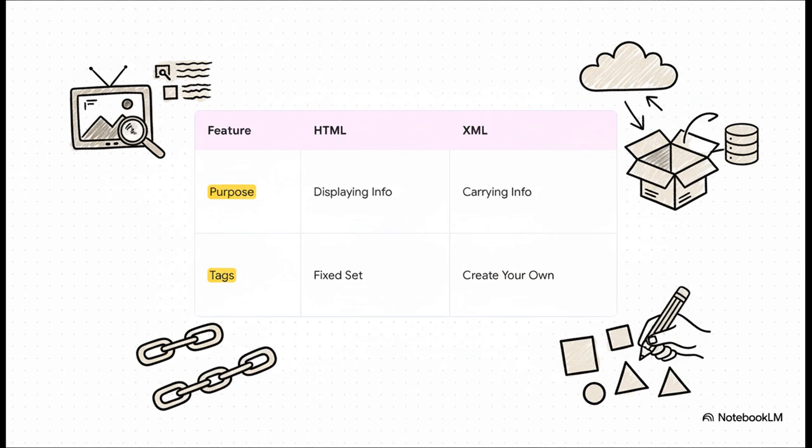And this, right here, lays out the core difference perfectly. HTML is all about displaying information. XML is all about carrying information. HTML has a fixed set of tags. You can't make new ones. But with XML, you can create your own. And honestly, that changes everything.